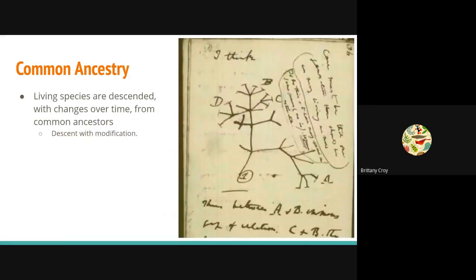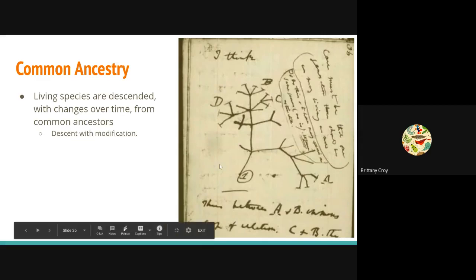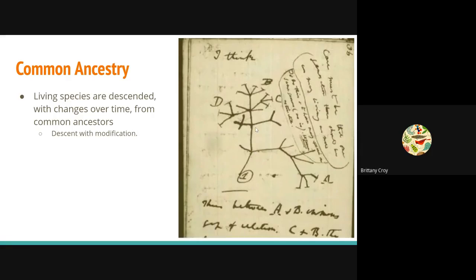This led Darwin to another idea. He thought that living species are descended with changes over time from common ancestors. Basically, as environments changed over time, organisms changed to be better adapted in them. He made this sketch of a tree in his notebook where you could see a common ancestor and then their organisms and they change and they change and they change slowly over time. He called this idea descent with modification.